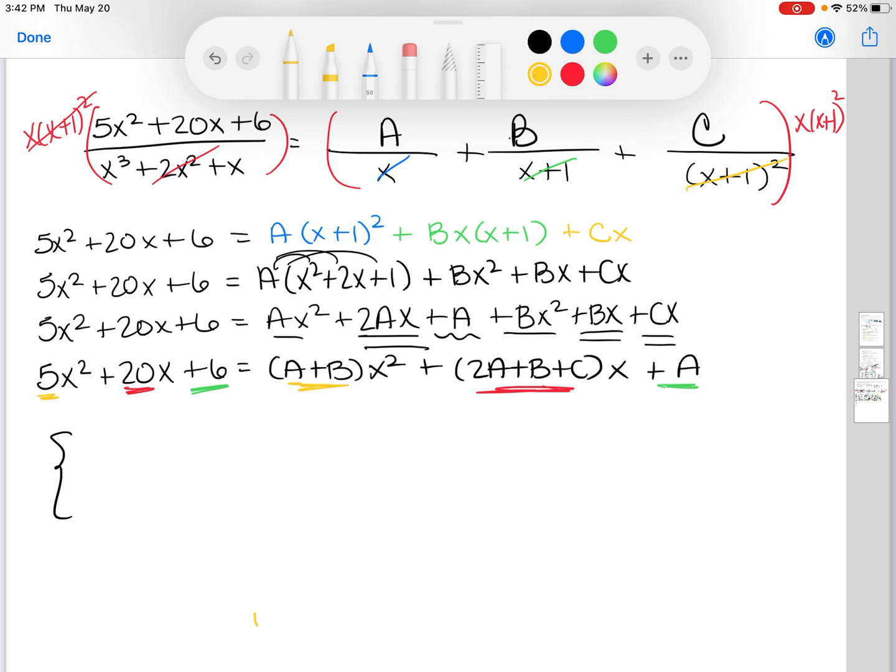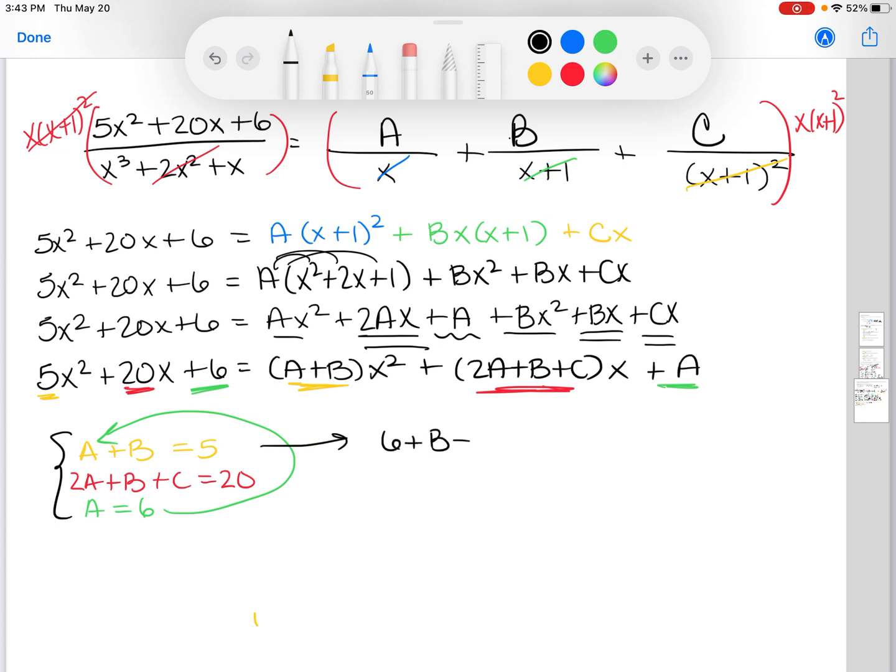So I really have a system again here. So I have that a plus b is equal to 5. I have that 2a plus b plus c is equal to 20. And I have that a is equal to 6. Well, that's convenient that we actually know a. We can use that to plug in right here. So that's going to give me that 6 plus b is 5. So that means that b equals -1.